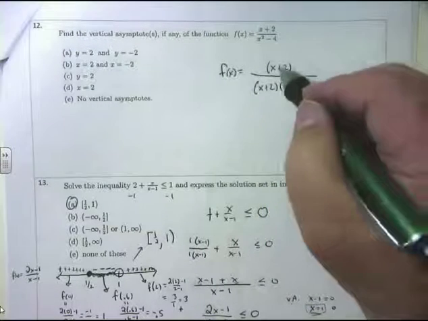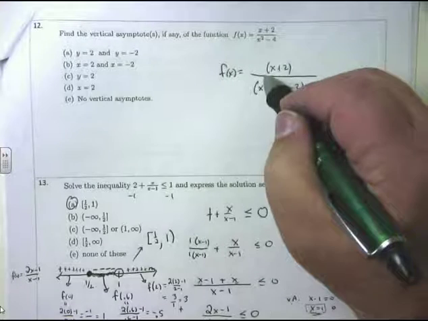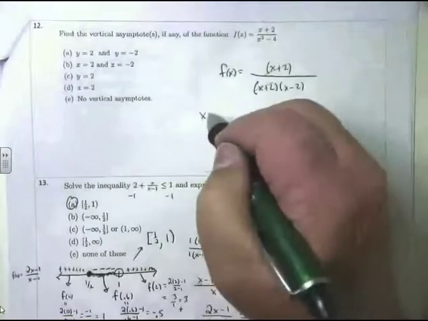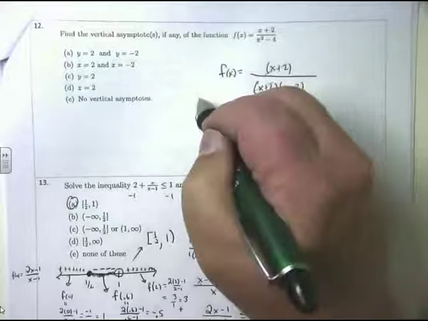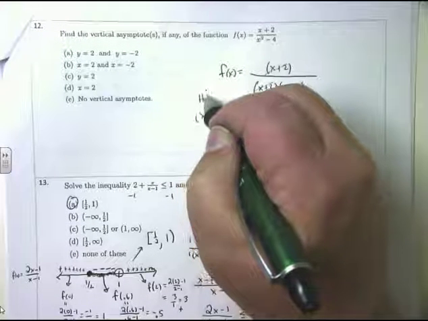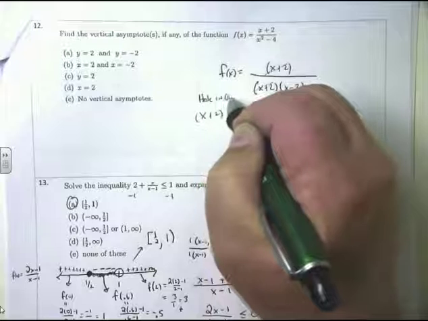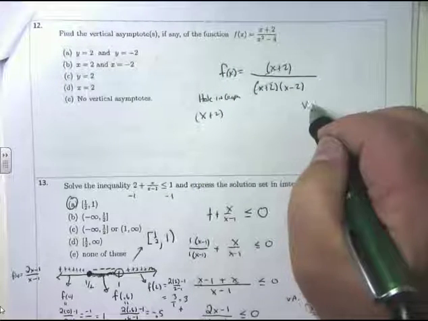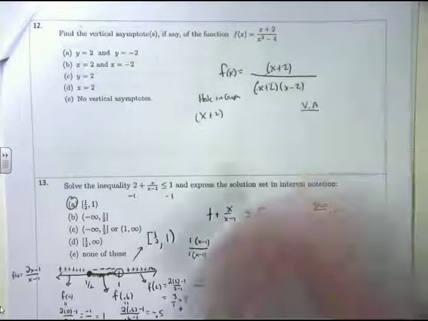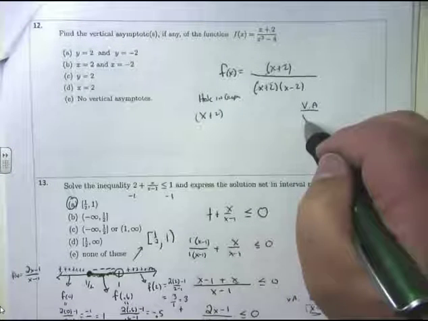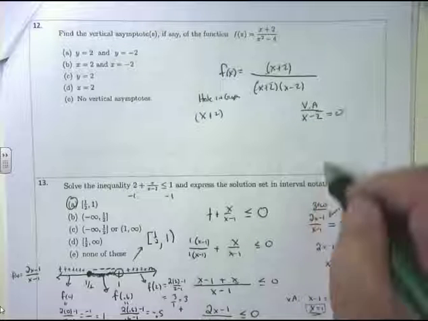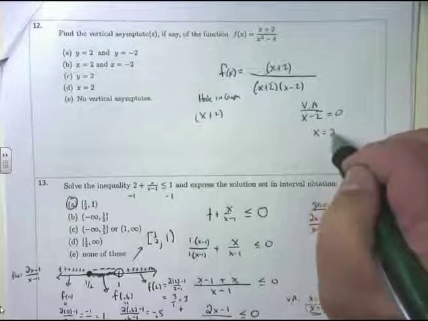And here, x plus 2 divided by x plus 2 times x minus 2, the x plus 2's would end up canceling. So the factor that cancels is actually not a vertical asymptote. That's where the hole in the graph comes from. The vertical asymptote comes with the remaining factor in the denominator, which is x minus 2. So to find the vertical asymptote, you set it equal to 0 and solve, and you get x equals 2.